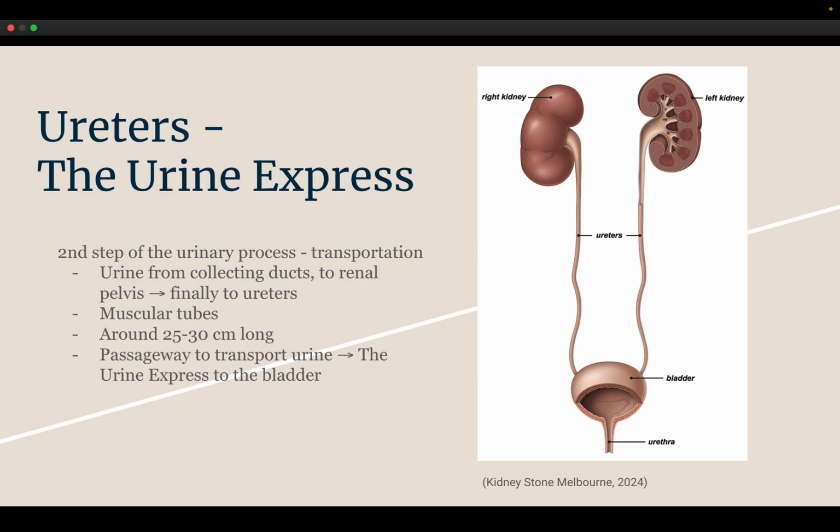Now that we have successfully formed the urine, where does it go? This is where the second set of organs that make up the urinary process come in. First of all, the urine travels through collecting ducts into the renal pelvis, which acts like a funnel, transporting the urine to the ureters. Ureters are muscular tubes that are about 25 to 30 centimeters long, and their function is to act as a passageway to transport urine from the kidneys to the bladder. In this passageway, peristaltic contractions from the ureter walls push the urine through to its final destination of the bladder.